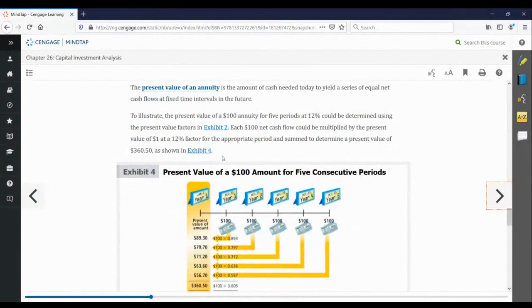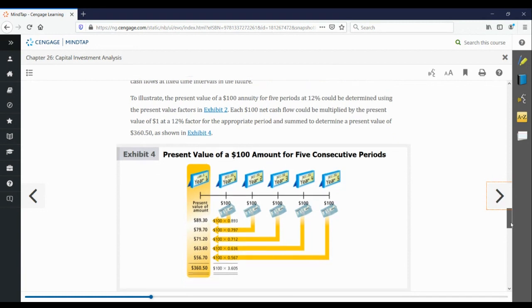Now they're going to give you an illustration here of calculating the present value of an annuity. It says to illustrate the present value of a $100 annuity for 5 periods. Again, we're using 12% interest as our amount of interest that we are expecting that we could receive on this investment in an annuity. And we could determine the amount that we would need to invest in this annuity to be able to receive a series of equal payments in the future. By using the present value of annuity table, we can do this.